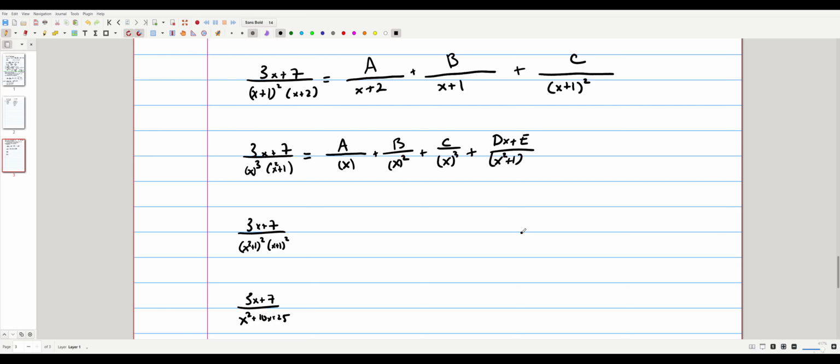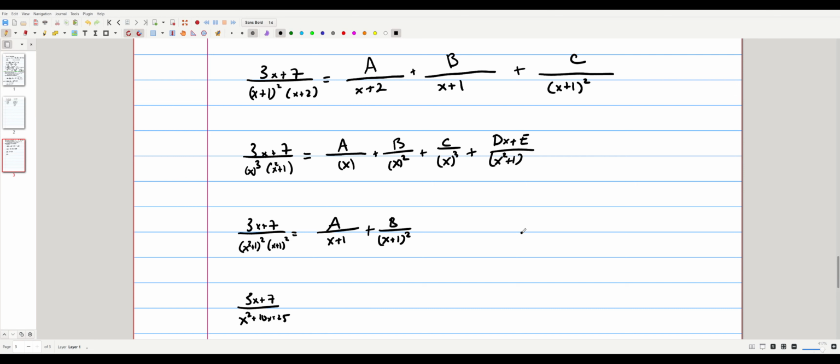Okay. Now for the next one, so we'll look over here. We have an x plus 1 squared. Well, because x plus 1 is linear, we know we have A over x plus 1. Because repeated factors must be accounted for, we have another B over the second power of x plus 1.